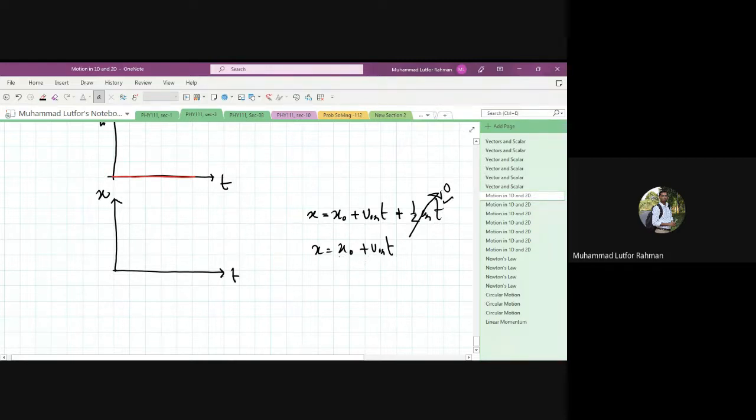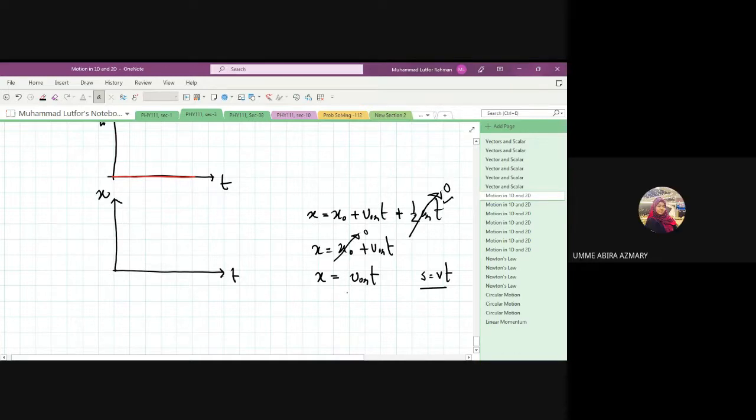For simplicity, say it starts from the origin. In that case, I can consider x naught is zero, right? Then x would be v naught xt. That would be the equation. If a particle moves at a constant velocity, then the equation will be x equal to vt, or you write it as s equal to vt. Probably you're familiar with this equation. This is the same thing actually, we are writing it in a more general way.